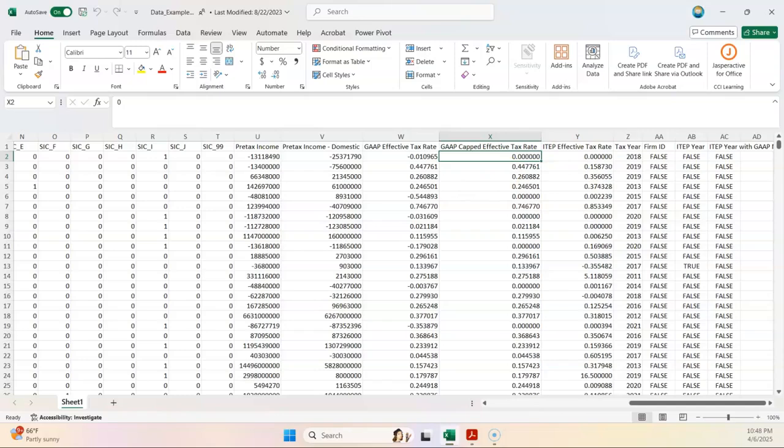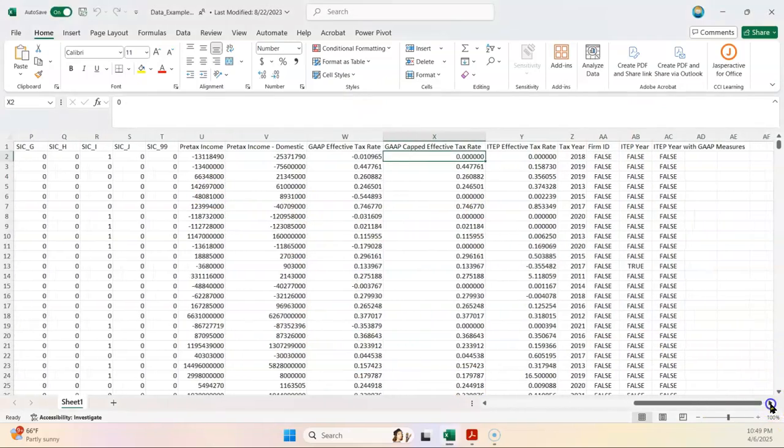And so this is what we're going to be doing for our assignment: calculating some of this stuff. Specifically, we're going to calculate it for these 4 columns: the pre-tax income, domestic, the GAAP effective tax rate, and the GAAP capped effective tax rate. We're going to do our 5-number summary, average and standard deviation, but also calculate the 1st percentile, 10th percentile, 90th percentile, and 99th percentile. We're going to do that for these 4 things.